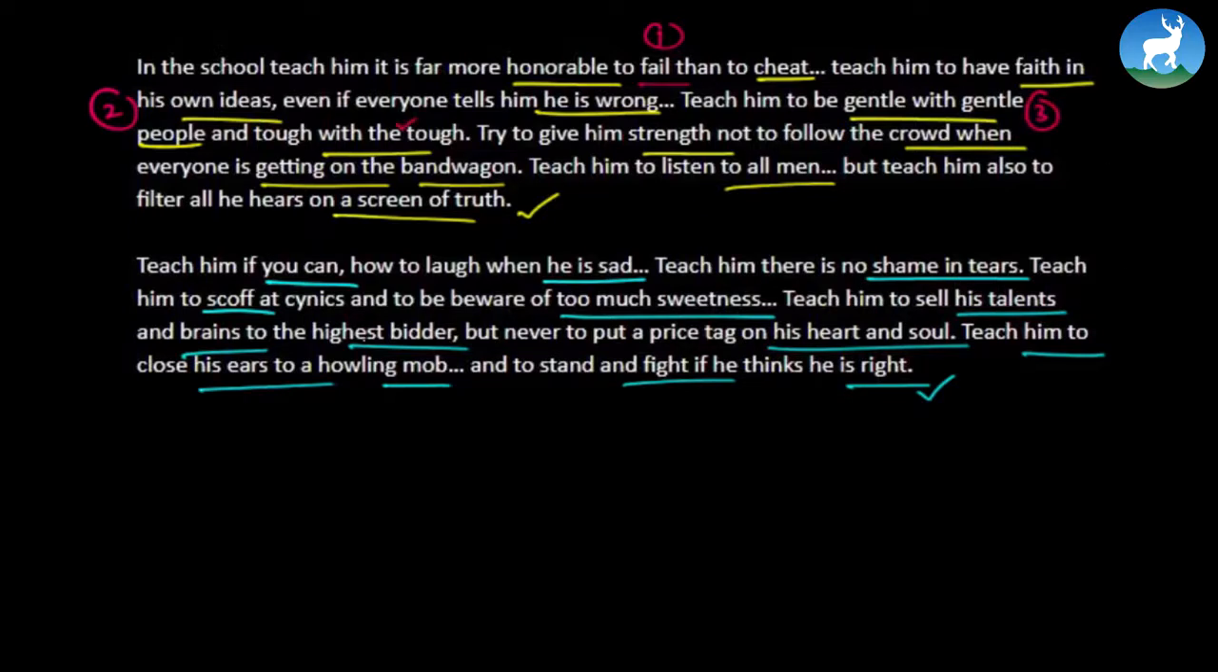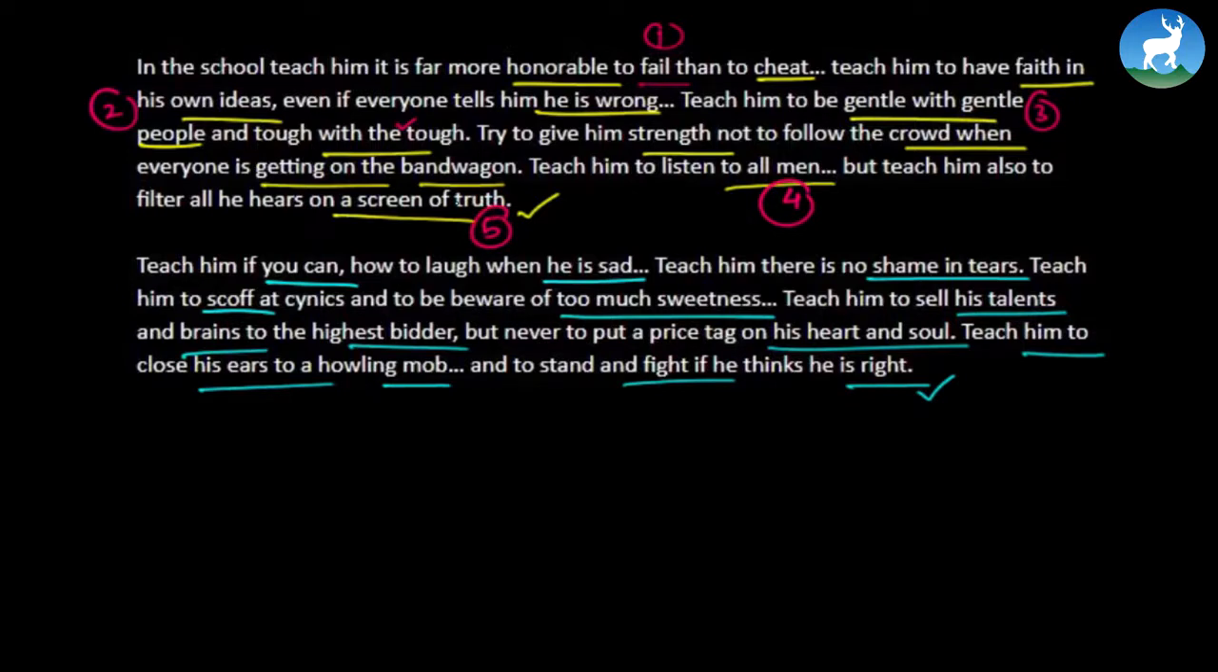The headmaster should try to give him some strength not to follow the crowd when everyone else is getting on the bandwagon. There's something called bandwagon propaganda. People are following, it's a crazy rat race out there. People are following one another without even knowing why they're doing that. So teach him not to follow this crazy rat race. Teach him to listen to all men, but also teach him to filter all he hears on a screen of truth. There should be a screen of truth, because everything he hears is not going to be the ultimate truth.